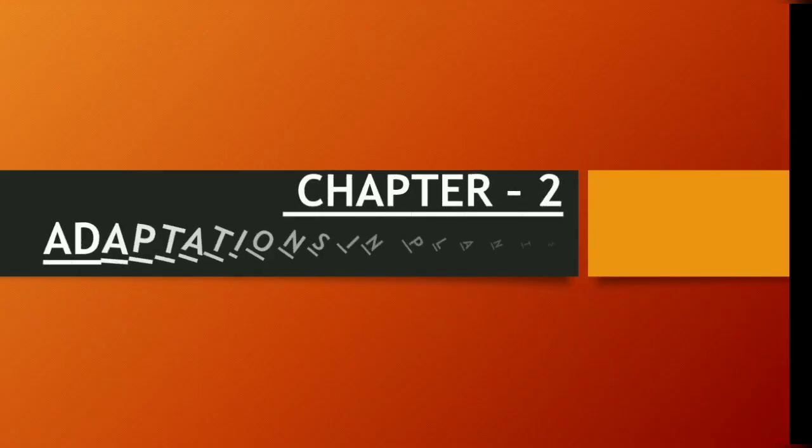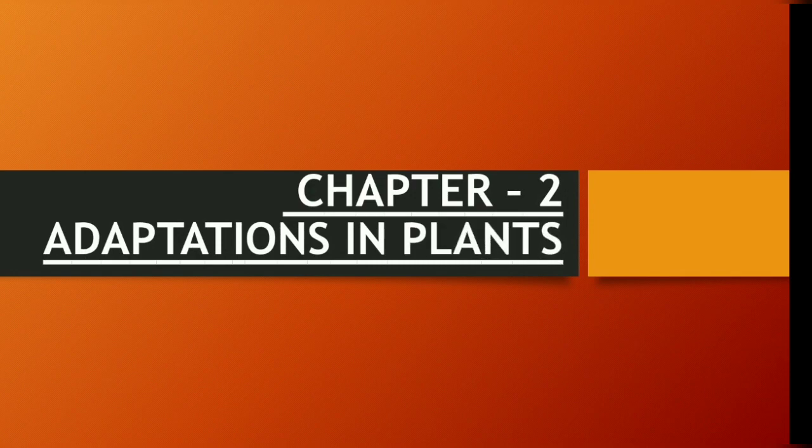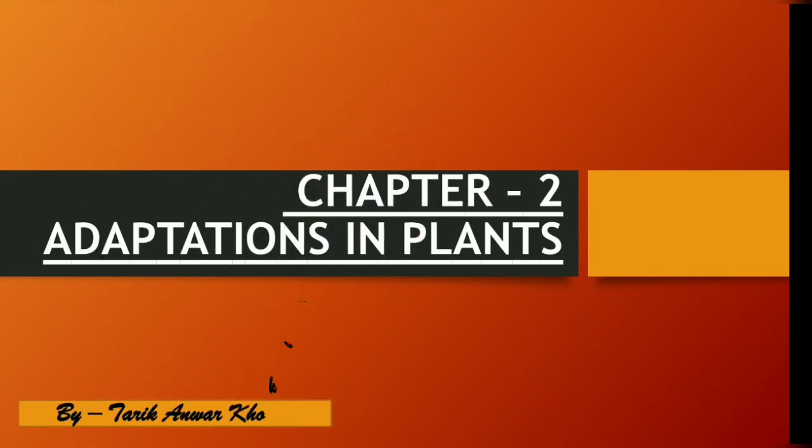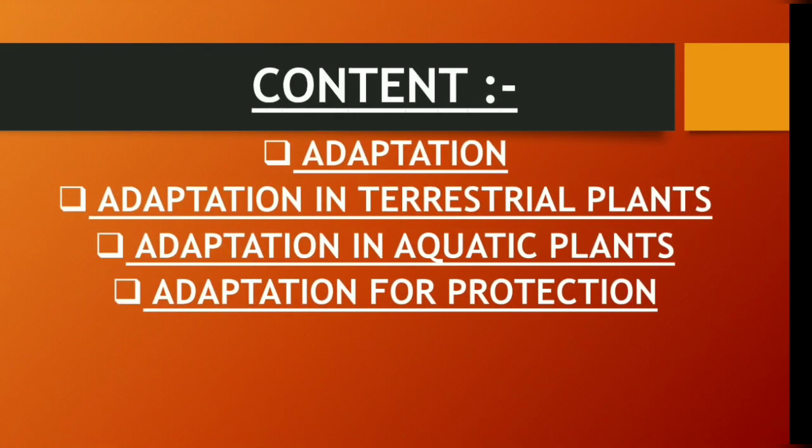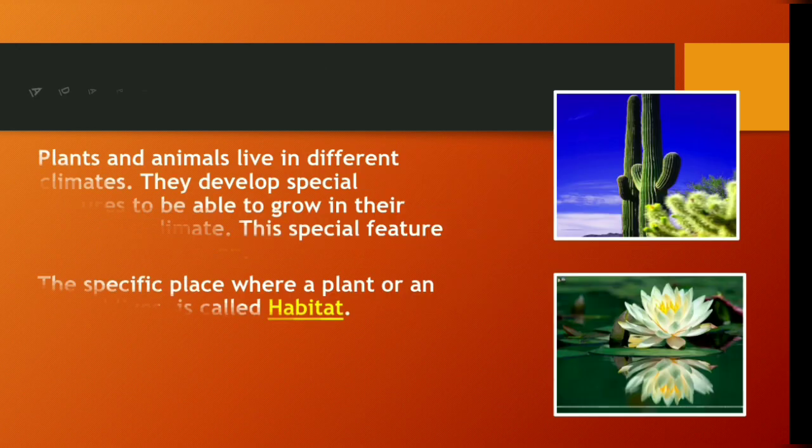Hello students, today we'll start chapter 2 for class 4 science, that is adaptations in plants. Now what is the meaning of adaptation? Adaptations are the special features which are developed by plants and animals to be able to grow in a particular climate. So in this chapter we will read about adaptation, adaptation in terrestrial plants, adaptation in aquatic plants, and adaptation for protection. So let us start with the first topic, that is adaptation.